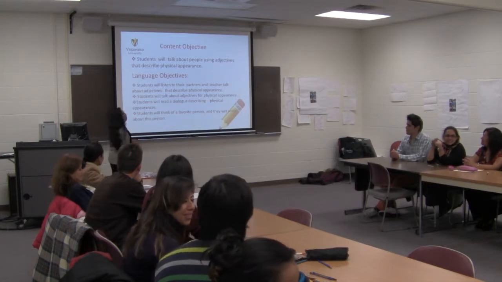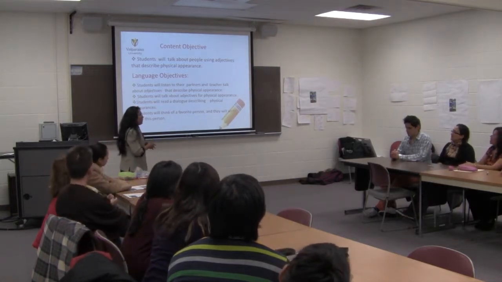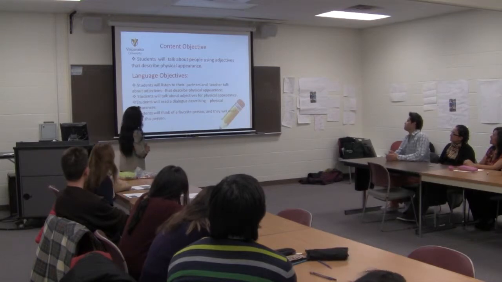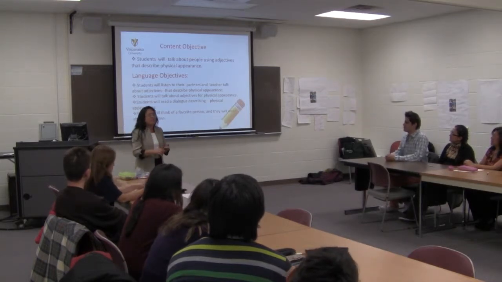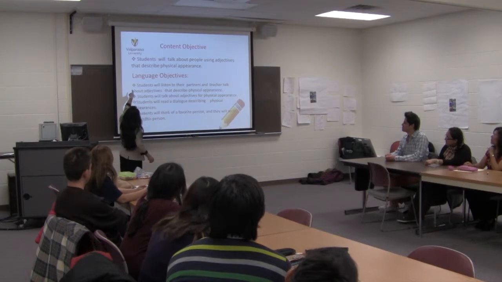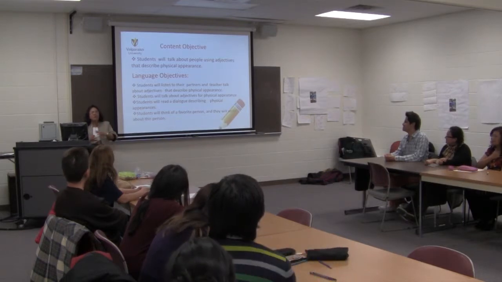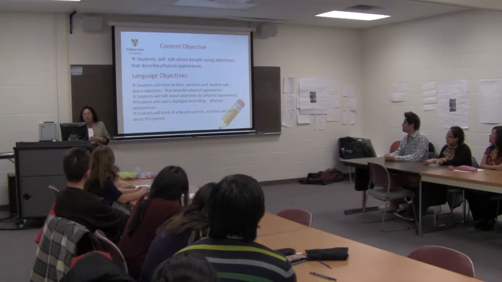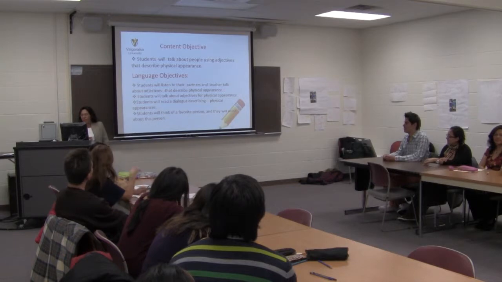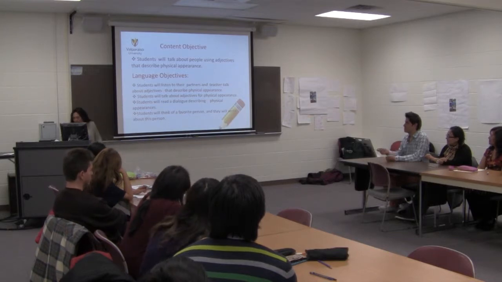Okay, class. The objectives for this class are these. Please, Malene, could you help me by reading the first? Students will talk about people using adjectives that describe physical appearance. Another volunteer student? Students will listen to their parents and teachers talk about adjectives that describe physical appearance. Demian, maybe you? Students will read a dialogue describing physical appearance. Next. Students will think of a favorite person and write about this person. Okay, very good. These are the adjectives that we are going to work on in this unit.